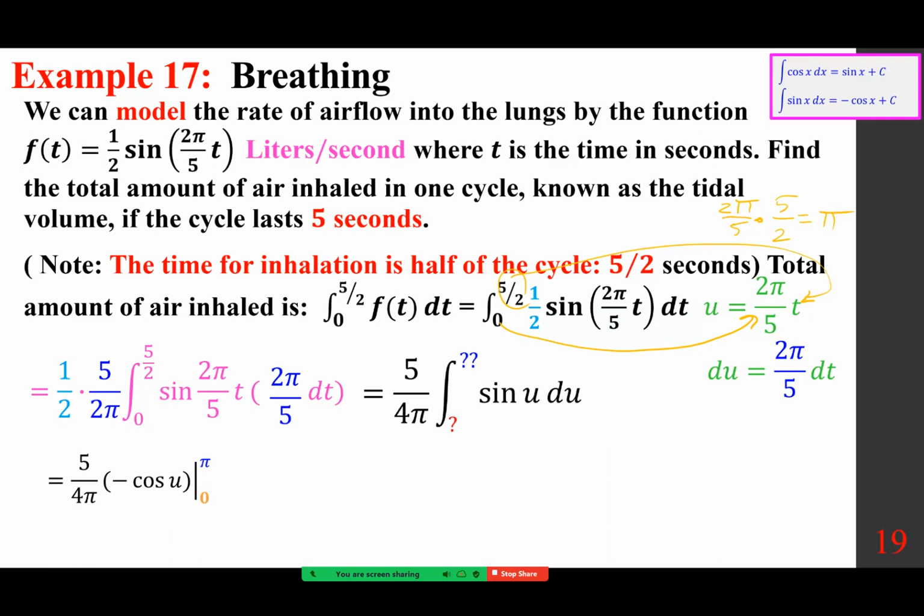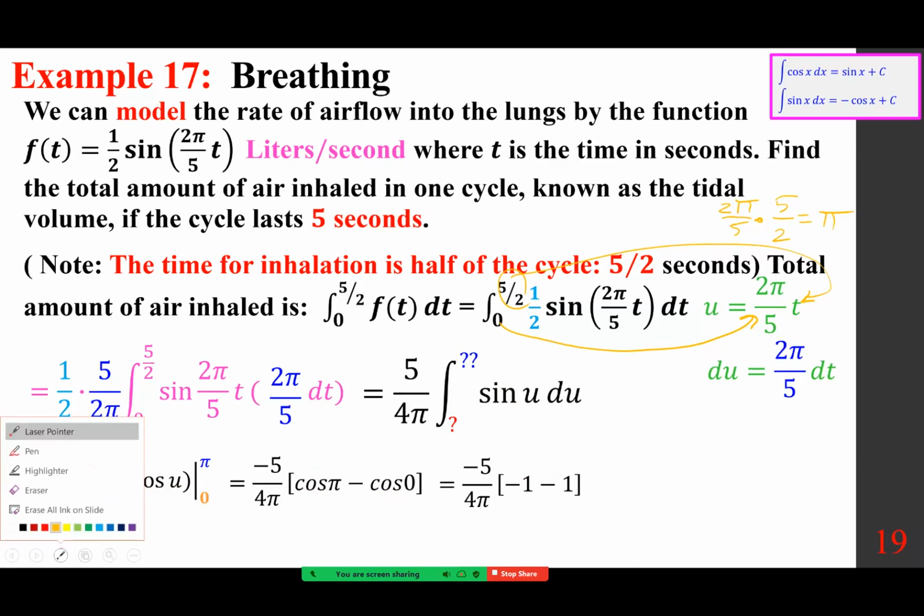And of course, the derivative of sine is cosine, but the integral of that is minus cosine. So we have minus 5 over 4 pi times cosine of pi minus cosine of 0. So I put the negative sign out also. We know cosine of pi is -1, cosine of 0 is +1. So -1 minus 1. This is -2, everybody. With the negative it becomes +2, which cancels out this 4, becoming 2.